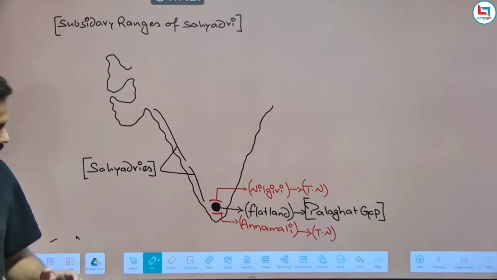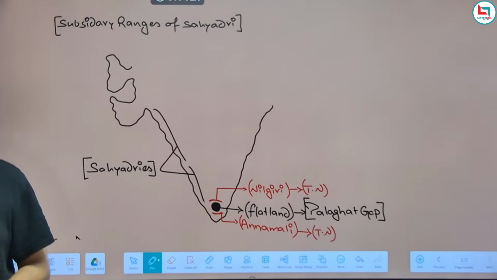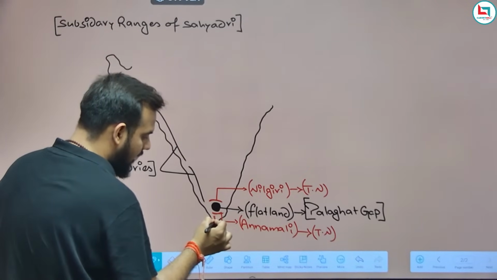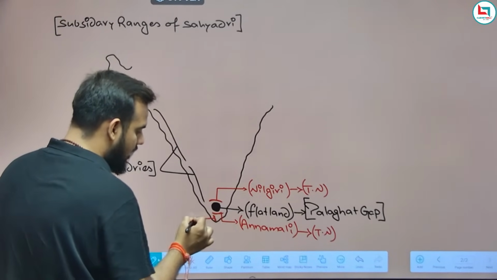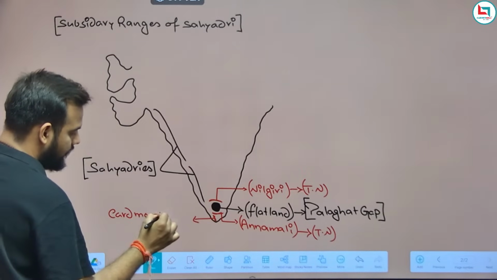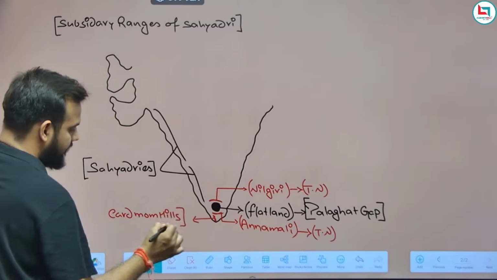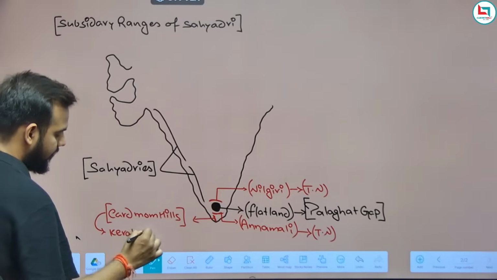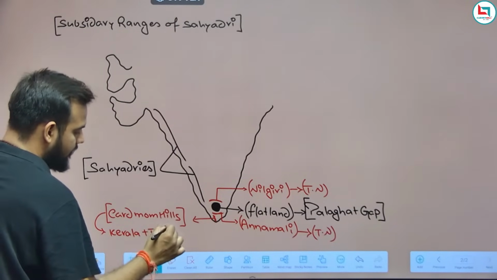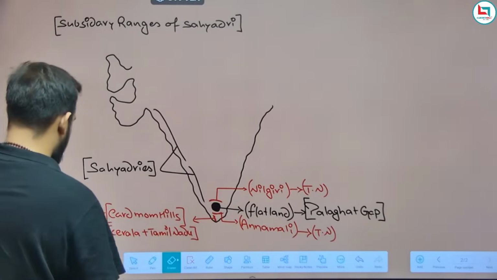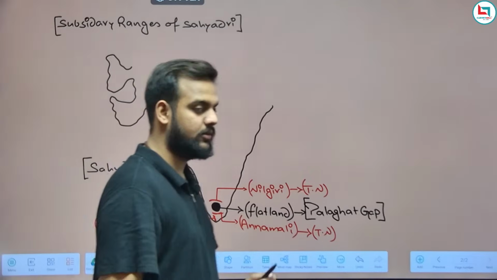And when we look towards the next range, that is known as the Cardamom. So Cardamom hills are present on the border of Tamil Nadu and Kerala. So here we have the presence of Cardamom. Cardamom hills are present on the border of Kerala plus Tamil Nadu. They are present on the border of both Kerala and Tamil Nadu.